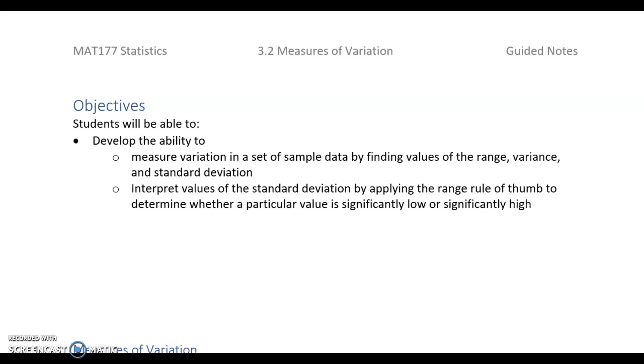Objectives. Students will be able to develop the ability to measure variation in a set of sample data by finding values of the range, variance, and standard deviation. Also, students will be able to interpret values of the standard deviation by applying the range rule of thumb to determine whether a particular value is significantly low or significantly high.